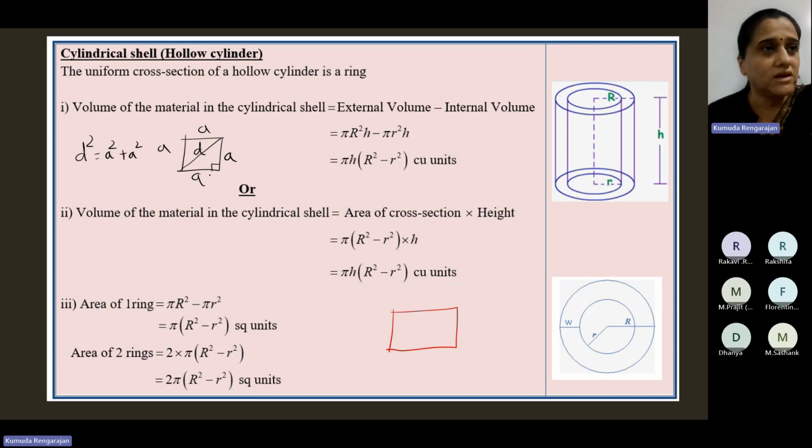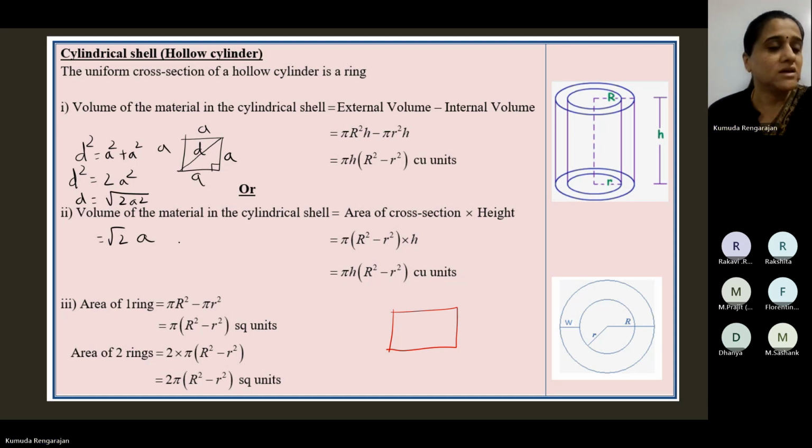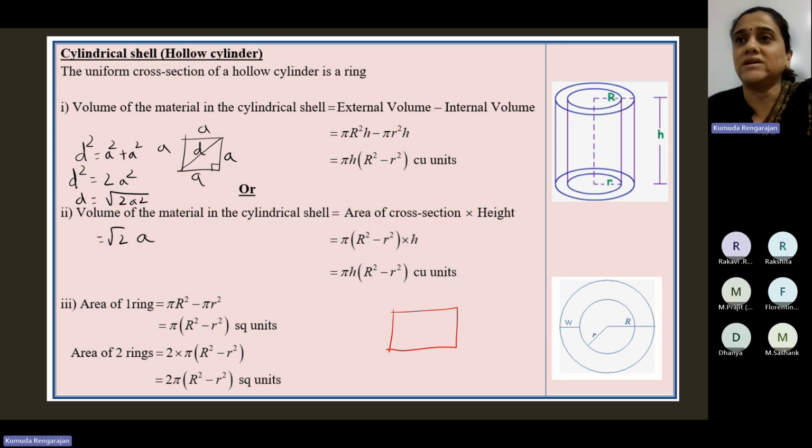Pythagoras theorem: in a right triangle, the square on the hypotenuse is equal to the sum of the squares of the other two sides. So D square is equal to a square plus a square, so D square is equal to 2a square. So D is equal to the square root of 2a square. Root 2 remains under the square root, a square comes out of the square root as a, and 2 remains because it doesn't have a pair. So root 2a is the formula to find the length of the diagonal of a square.